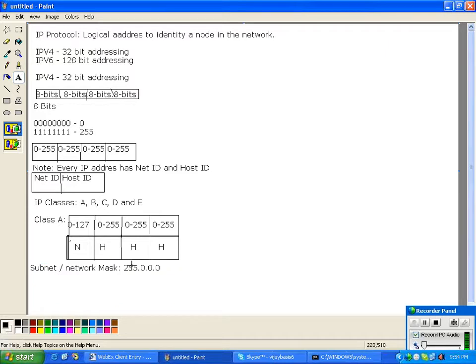255.0.0.0. Why? Because the first octet is the network. That's why it is filled. It is constant. The other octets are used to identify the computer numbers. So the first octet is reserved, and the other octets can be used for the computers. That's why the default subnet mask is 255.0.0.0. The first number is reserved for the network. You can't change that number. If you change that number, it means your network is different.